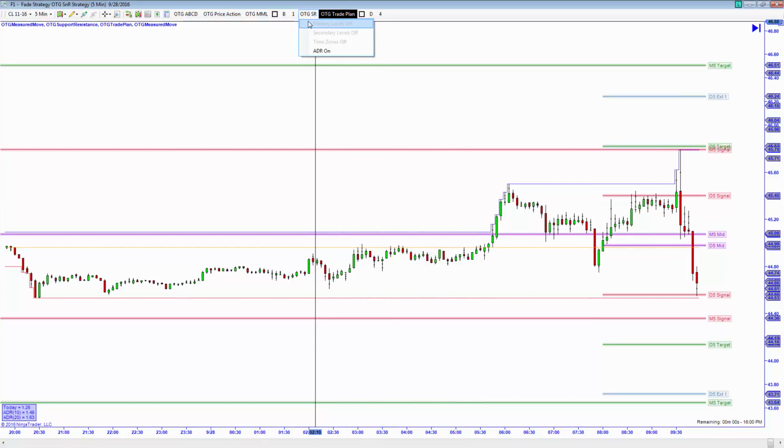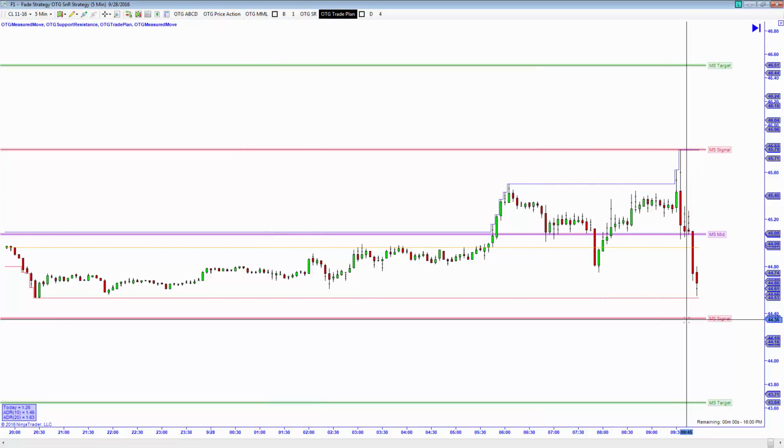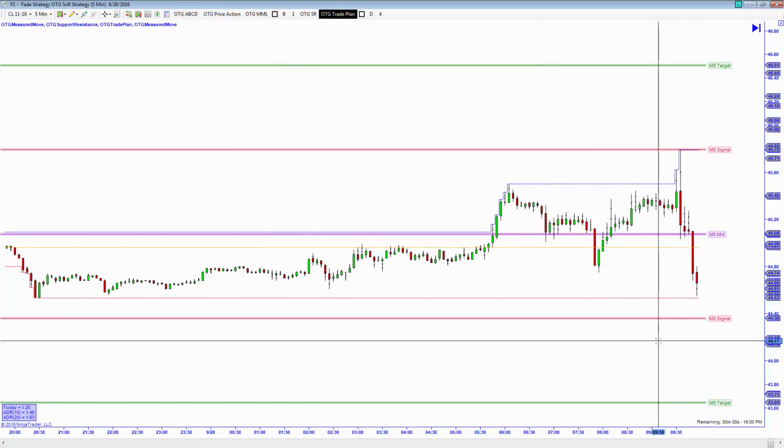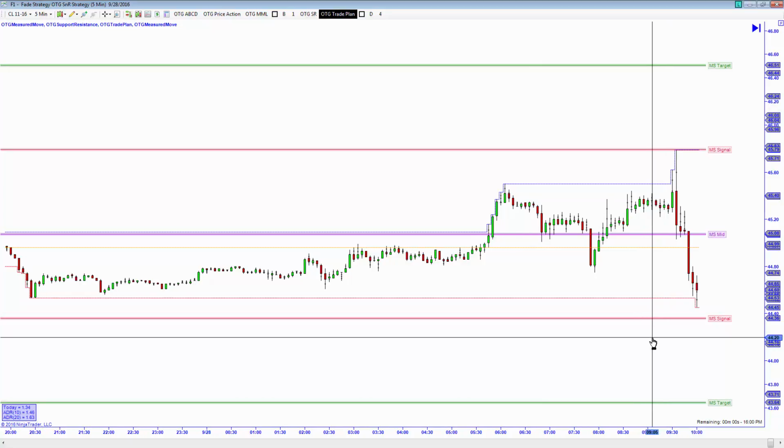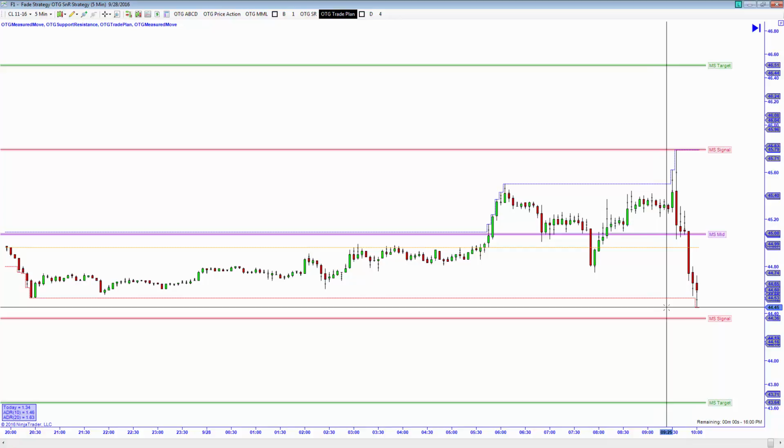I'm going to turn those levels off for just a moment, the daily structure levels, and we're going to zero in on these market structure signal levels. Market comes down into what we know was the daily structure signal, but then the strength was pretty aggressive. Comes down here to 45.